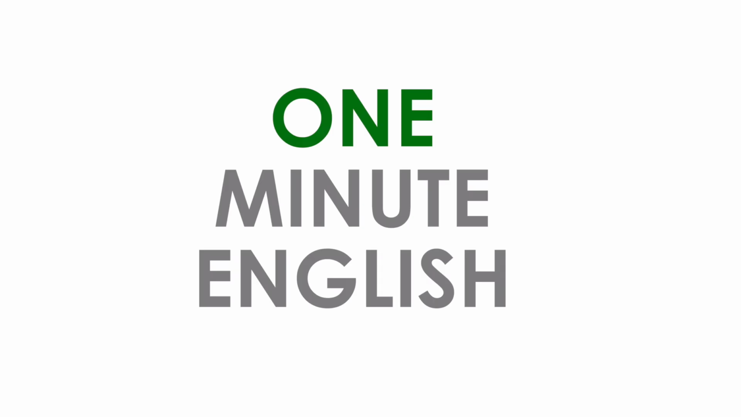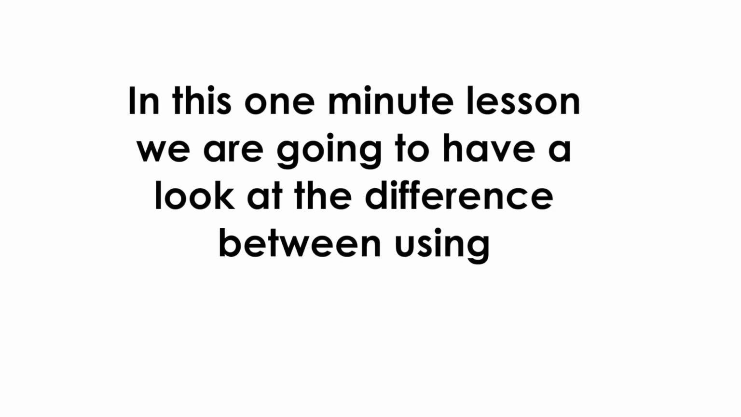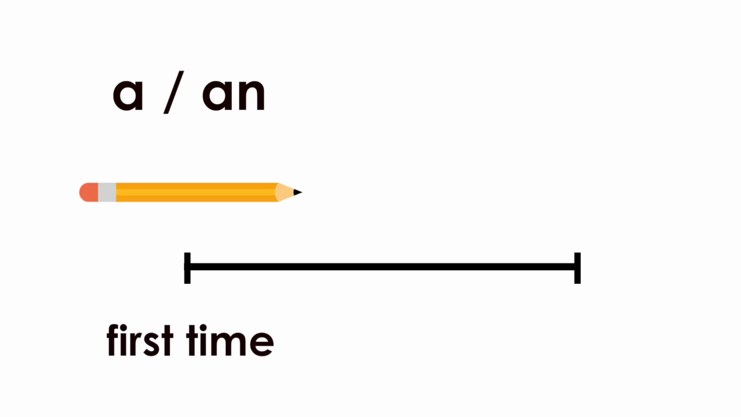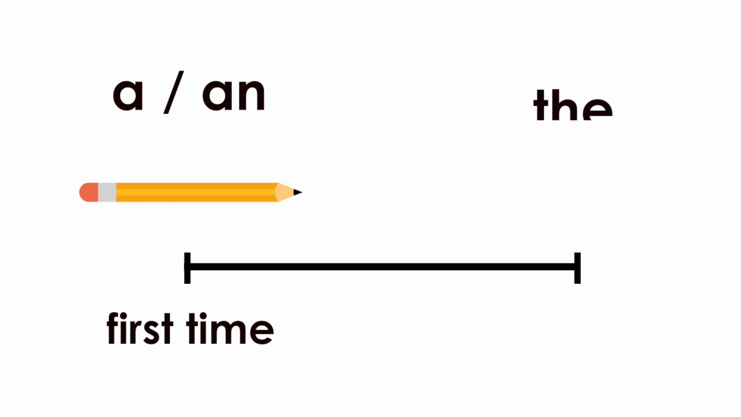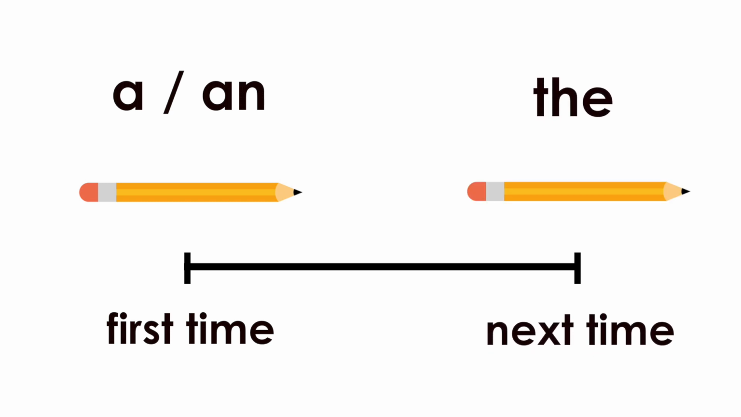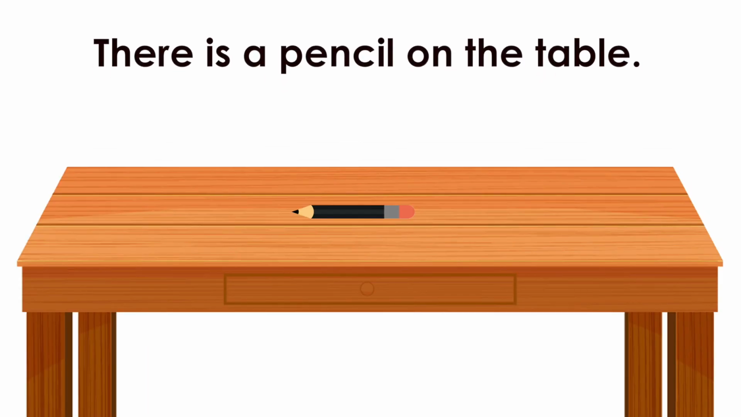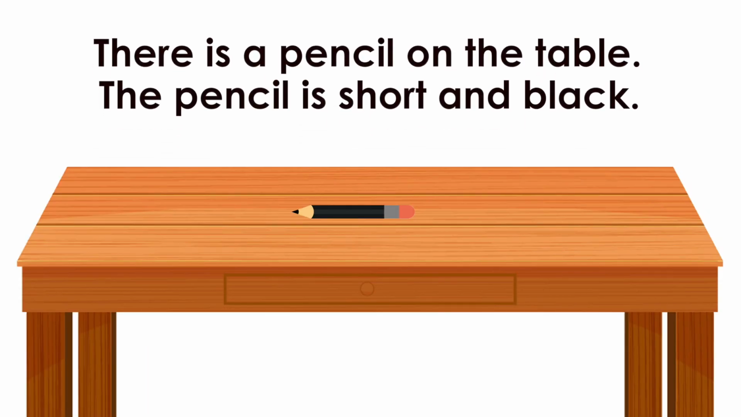1 Minute English. In this 1-minute lesson, we are going to have a look at the difference between using a and the. A, or an, is used when we introduce something for the first time. The is used the next time. For example, there is a pencil on the table. The pencil is short and black.